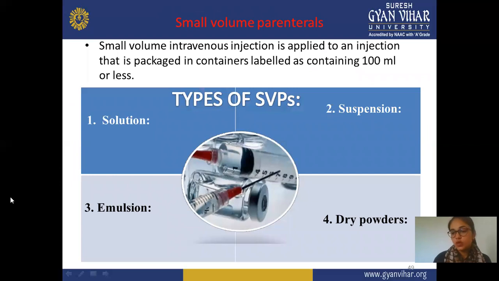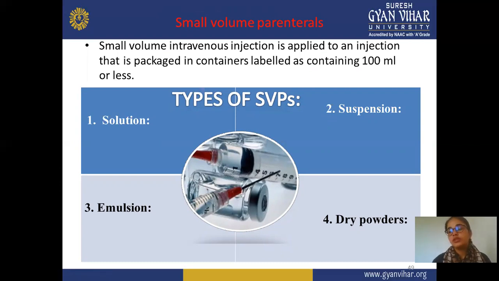Next, we discuss small volume parenterals. We come to the next type, that is small volume parenteral. A small volume intravenous injection is applied to an injection packed in a container labeled as containing 100 ml or less. We already discussed that introduction part in the previous lecture.